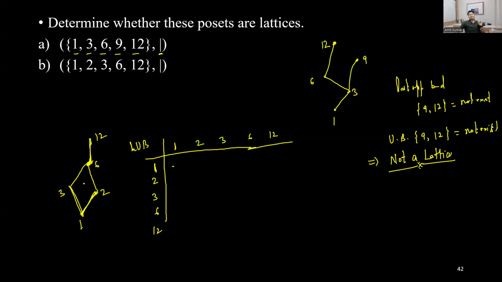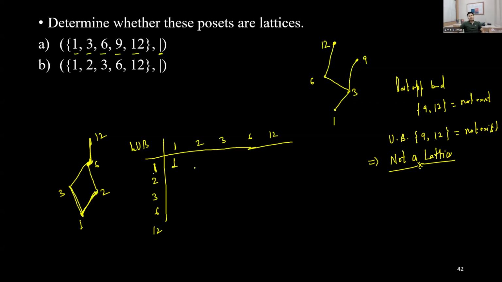Upper bound of 1 is everything. The least one is what? Itself. As a result, we discussed that if we are talking about supremum or infimum for A comma A, it is always itself. Okay? So the least upper bound of 1 comma 1 is 1.